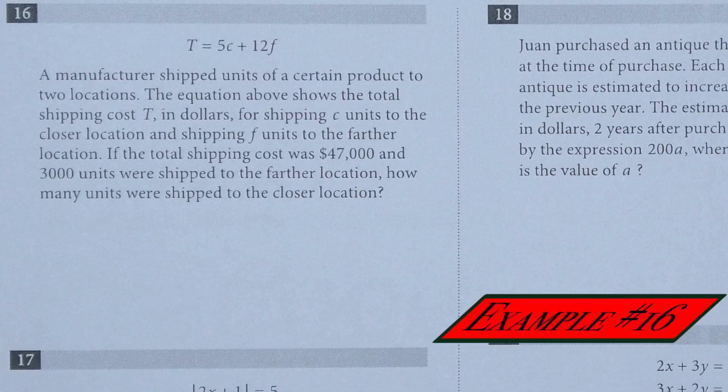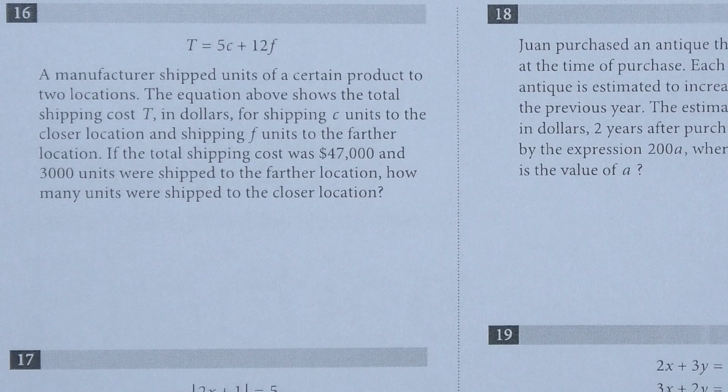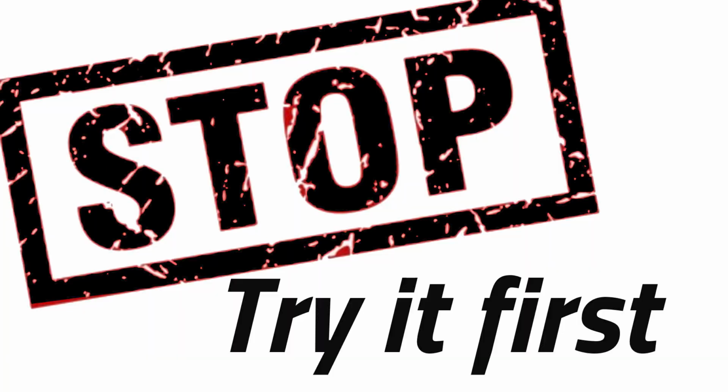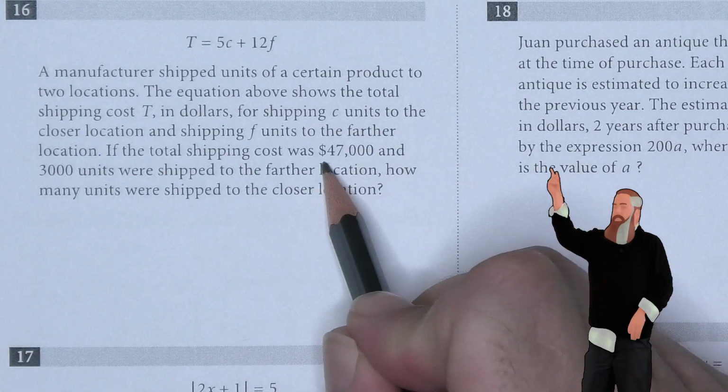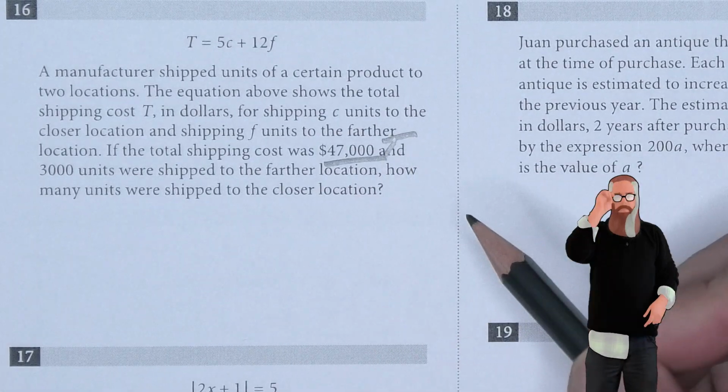A manufacturer is shipping units of a certain product to 2 locations. The equation above shows the total shipping cost T in dollars for shipping C units to the closer location and shipping F units to the farther location. If the total shipping cost was $47,000 and 3,000 units were shipped to the farther location, how many units were shipped to the closer location? So this 47,000 represents T.